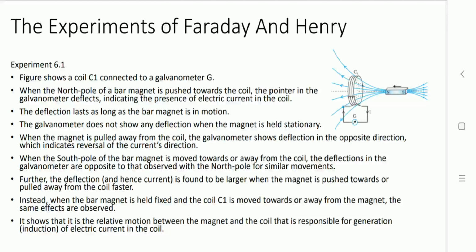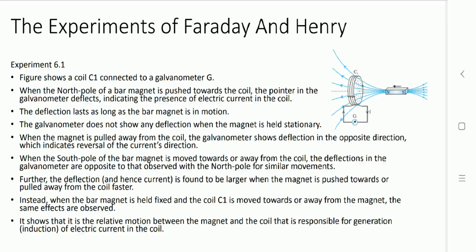Now, if we keep the magnet stationary, there is no deflection in the galvanometer, which means no current is flowing. While the bar magnet moves in the opposite direction, we again observe deflection in the galvanometer. It again shows that electric current exists.